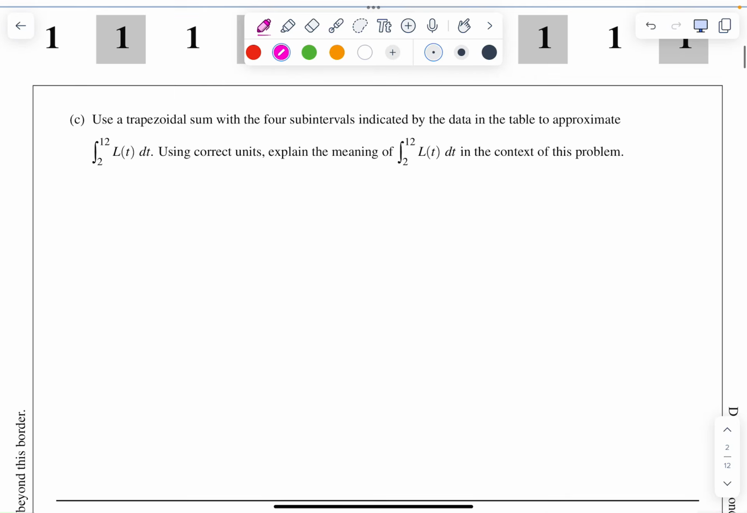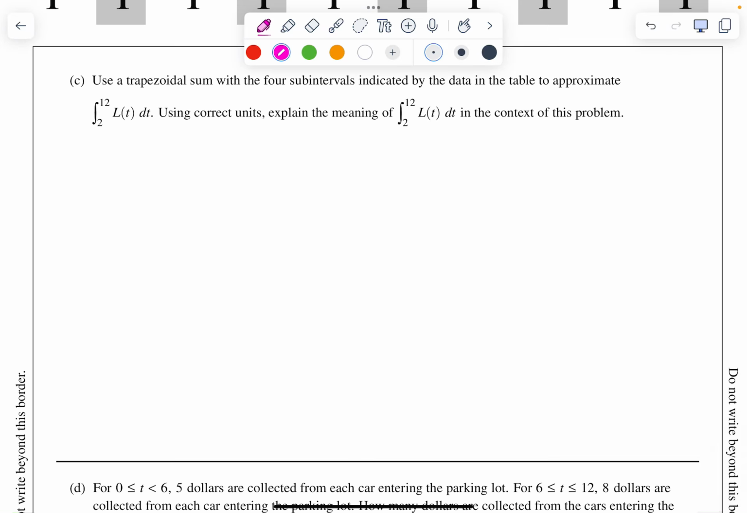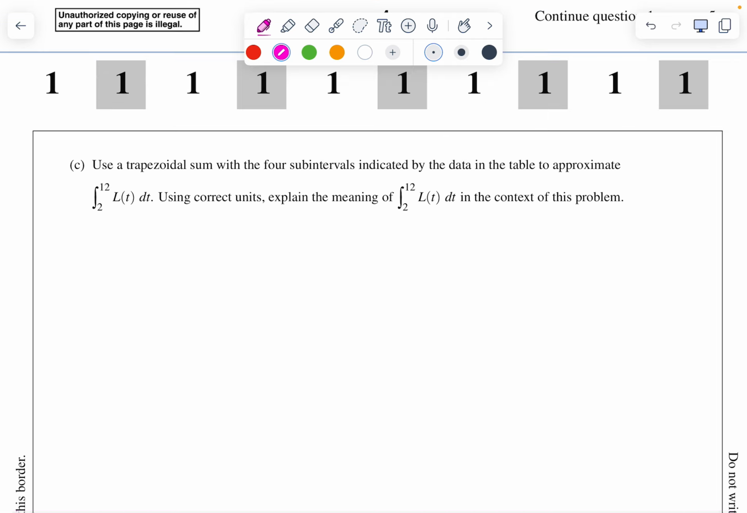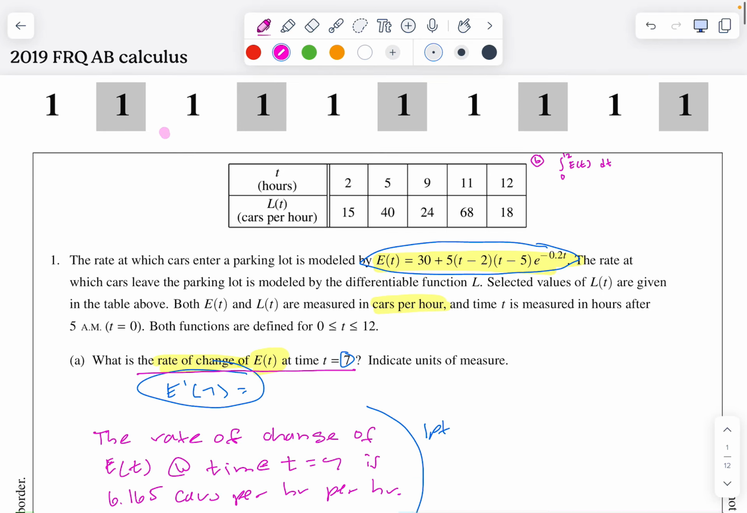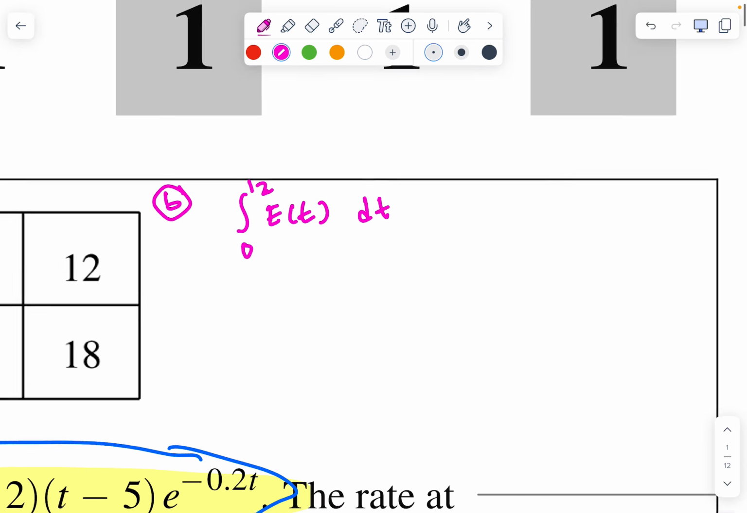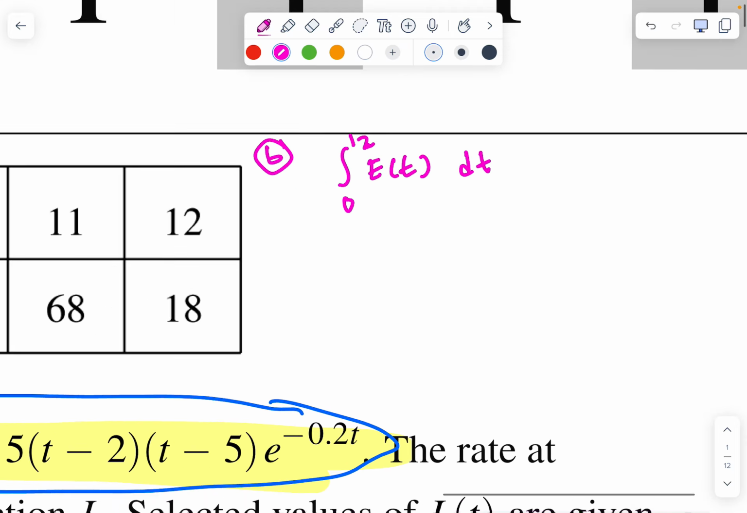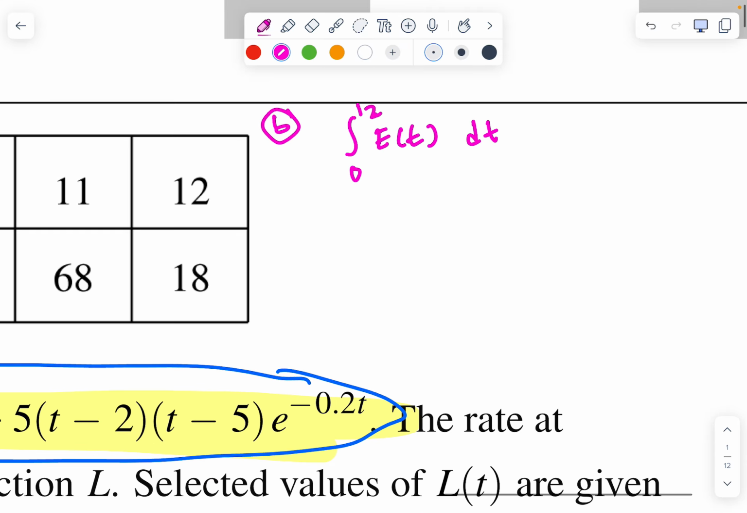Okay, Aviva, let's read part C. Use a trapezoidal sum with the 4 subintervals indicated by the data in the table to approximate the integral from t equals 2 to 12 of L of t dt. Using correct units, explain the meaning of the integral from 2 to 12 of L of t dt in the context of this problem.